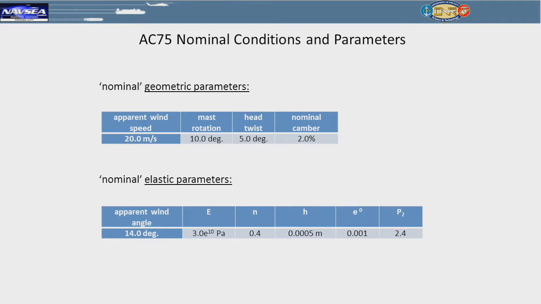There are also some nominal elastic parameters that we use as well, and those are associated with the elastic modulus of the material and a few other things, pre-strain, et cetera, that we throw into the simulation that we think mimic what actually happens on the water.